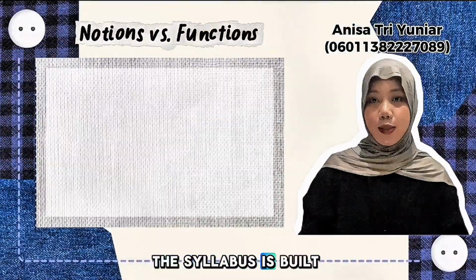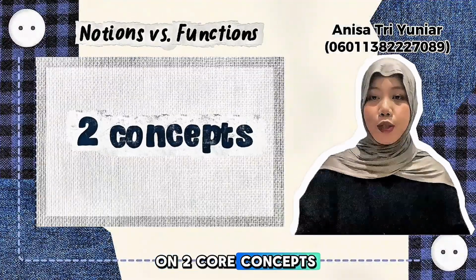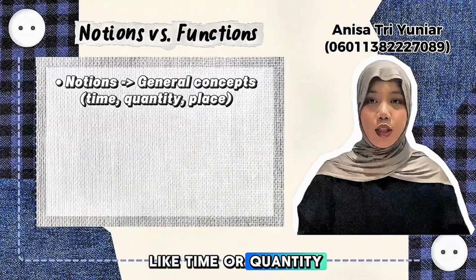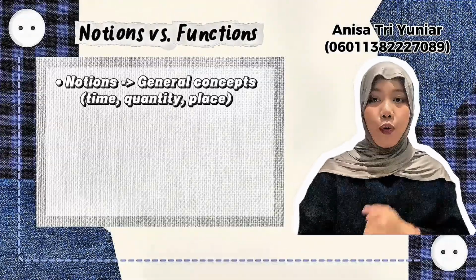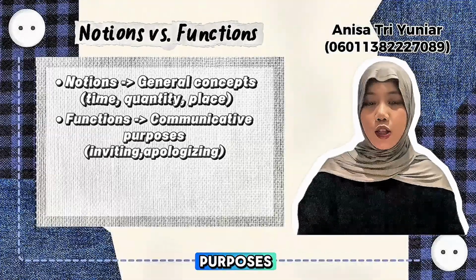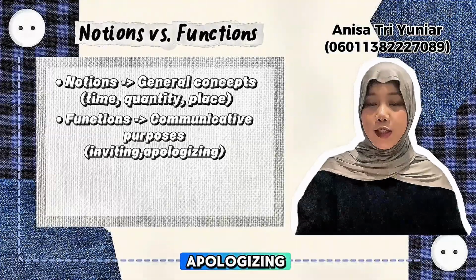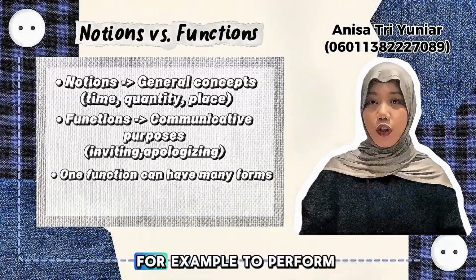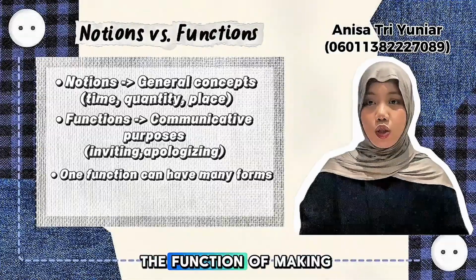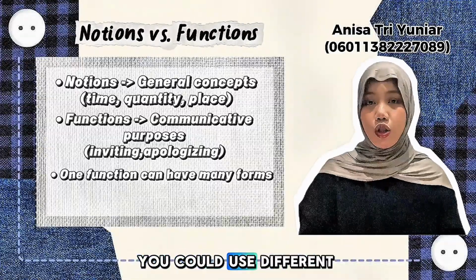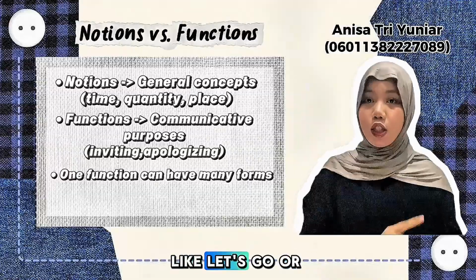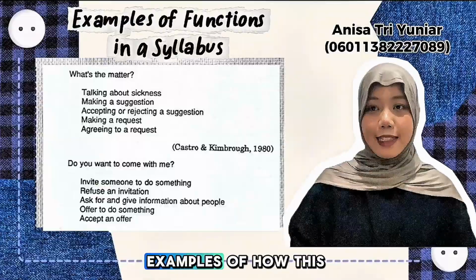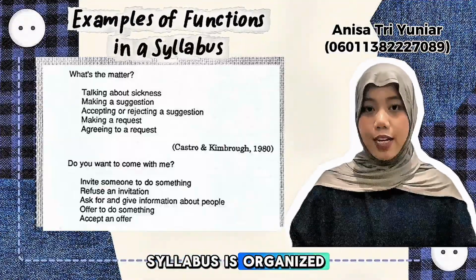This syllabus is built on two core concepts. First, notions, which are general ideas like time or quantity. Second, functions, which are our communicative purposes like inviting someone or apologizing. The key principle is that one function can have many forms. For example, to perform the function of making a suggestion, you could use different grammatical forms like let's go or how about we go.